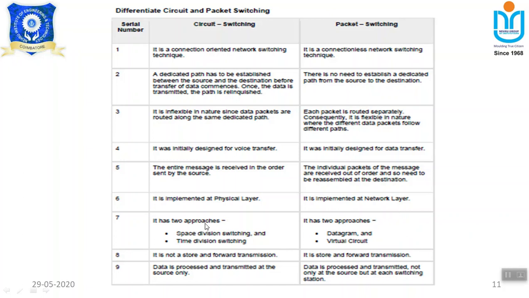As far as circuit switching is concerned, it has two approaches. One is space division switching and the other is time division switching. Here, based on the spatial area, we are going to communicate the information. We don't bother about when this data will be delivered at the destination. There may be a delay because we don't have any store and forward mechanism. And in time division switching, the packet has to reach the destination at a particular time. If it is not received at that time, the packet will not be accepted by the receiver.